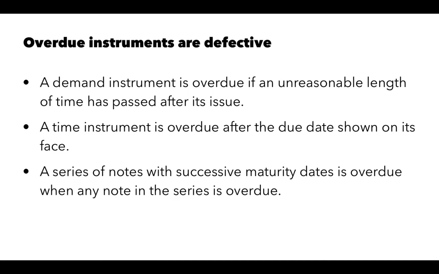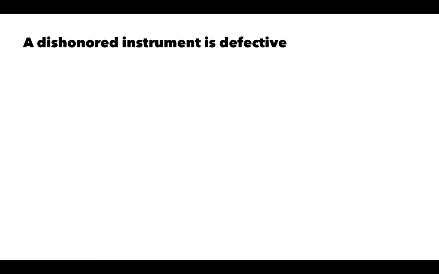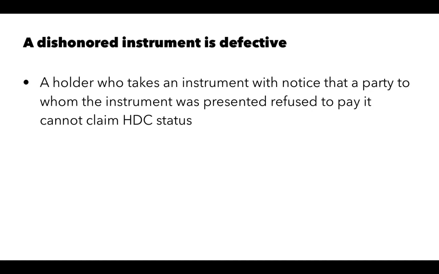A series of notes with successive maturity dates is overdue when any note in the series is overdue. A dishonored instrument is defective. An instrument is dishonored when the party to which the instrument is presented refuses to pay it. So a holder who takes an instrument with notice that a party to whom the instrument was presented refused to pay it cannot claim holder in due course status.